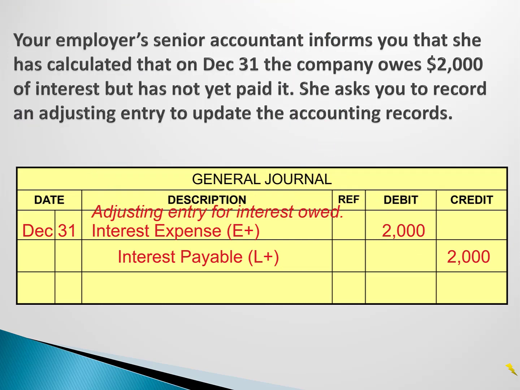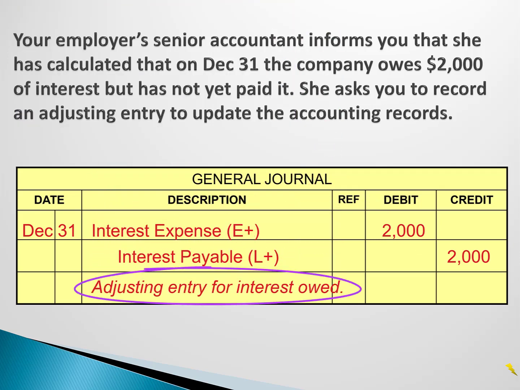And then we have a generic comment, adjusting entry for interest owed. This is kind of a lame explanation. You would probably want to know, who is this money payable to, such as Bank of America.